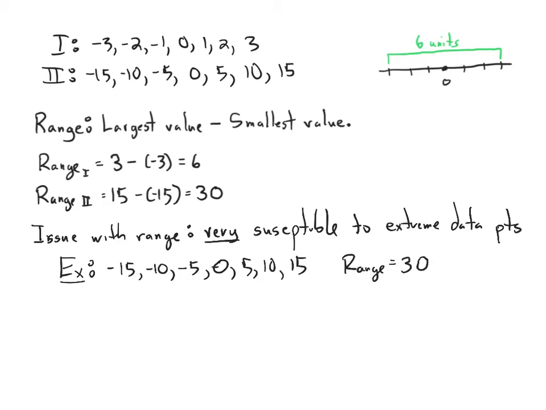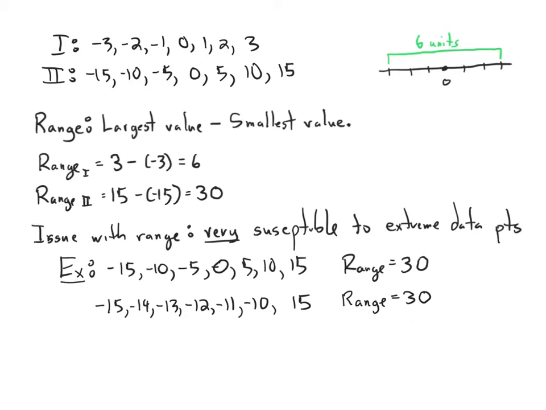But consider this data set as well: minus 15, minus 14, minus 13, minus 12, minus 11, minus 10, and then 15. The range of this data set is also 30, but you can see that these are a lot different. In this data set, most values are around minus 12, minus 13, in the range from minus 15 to minus 10. We just have this outlier, this extreme data point, positive 15, that's skewing the range. So that one extreme value can really influence a range.